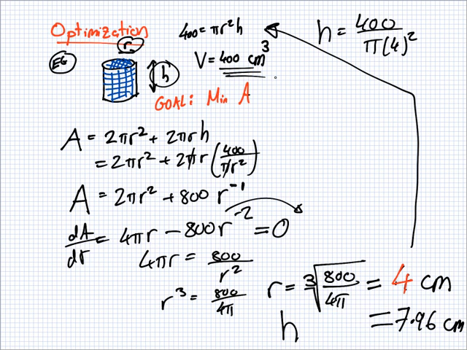Now we want to check that it is actually a minimum. So the second derivative would be 4 pi plus 1600 r to the minus 3. Now that's clearly positive. You know, I don't even have to sub a number in, because 4 pi is positive and 1600 r to the minus 3 is also positive. So clearly positive, which makes it clearly the minimum, the cheapest shape to use.